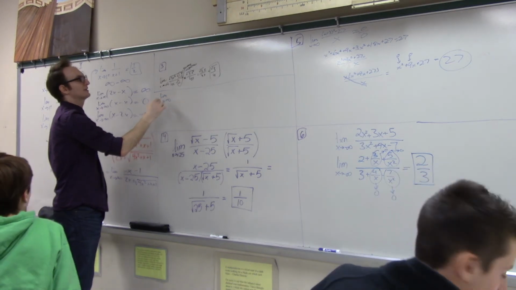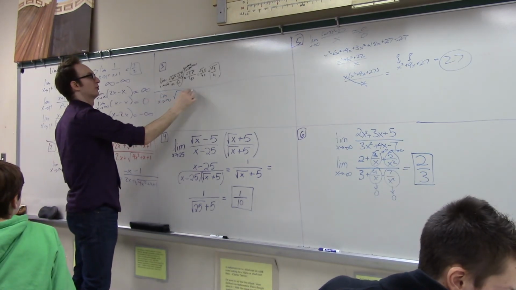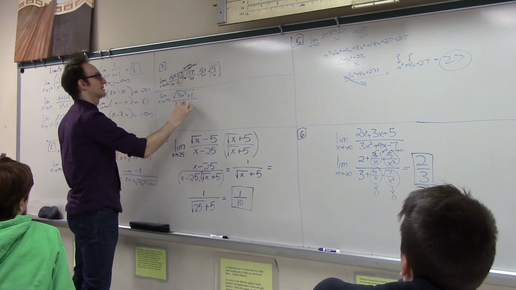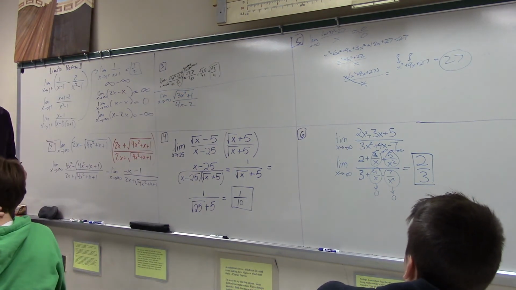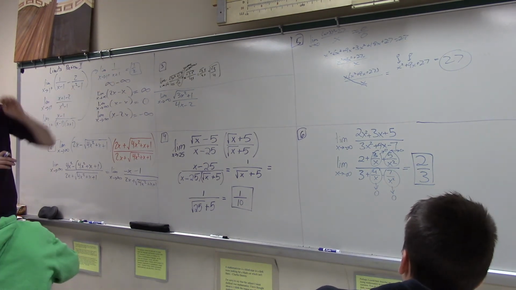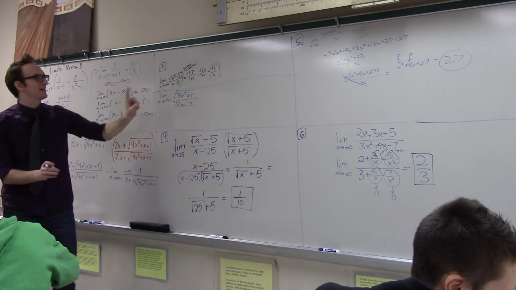So number 3 was the limit as x approaches infinity of root 3x squared plus 1 over 4x minus 2, right? That was kind of easy. Is that what you got? Root 3 over 4? Wait, no. Uh-oh. Okay. So it's not that easy then.